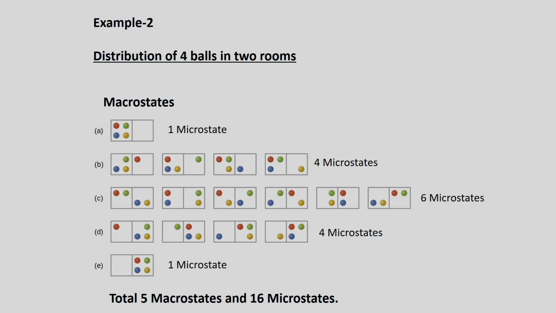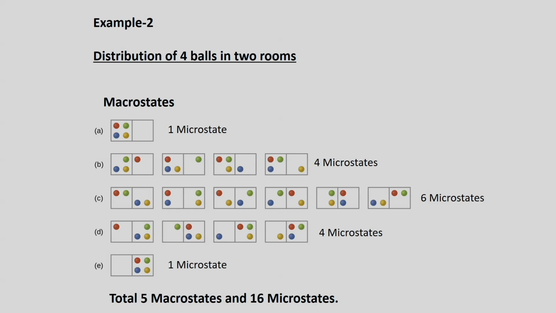Next we take another example. Suppose we have 4 balls and then we have 2 rooms or 2 baskets, whatever you say. These balls are identified by different colors. Now, if I ask you to put the 4 balls in different manners, what are the possibilities?